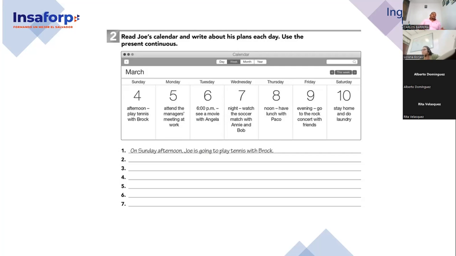Vamos bien. On Saturday, no menciona el tiempo. Entonces, on Saturday, staying at home, watching TV. Okay. ¿Y con la información de Joey? Estamos redactando qué es lo que él va a hacer. ¿Qué va a hacer Joey el sábado? Hagamos la oración con esta información. What is he going to do? What is Joey going to do?